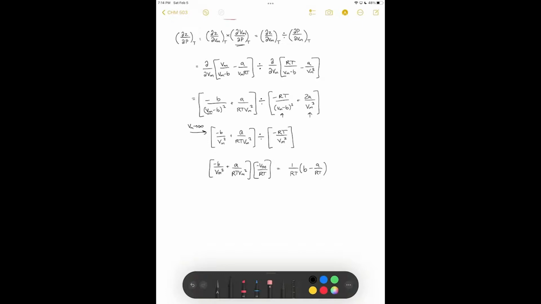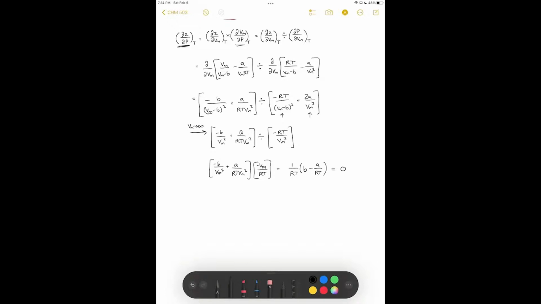Now remember, the point of this is that when the molar volume is going to infinity, as the pressure is going to 0, the limit of this should be approaching 0. Again, this being the slope, the rate of change of the compression factor with respect to pressure. If that's 0, then we have an ideal gas.